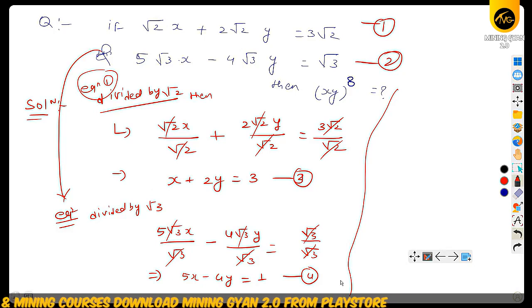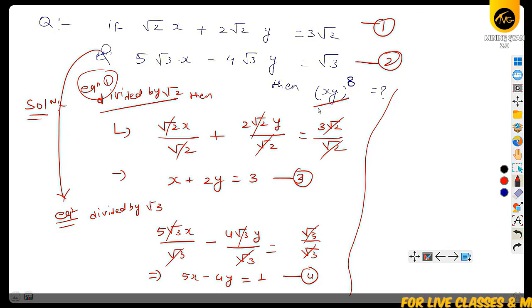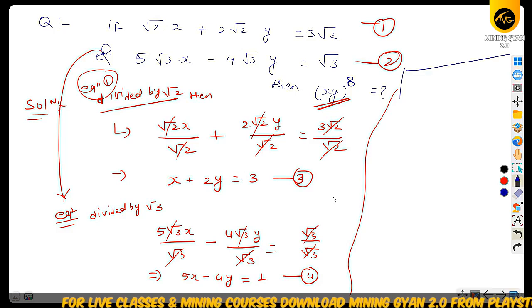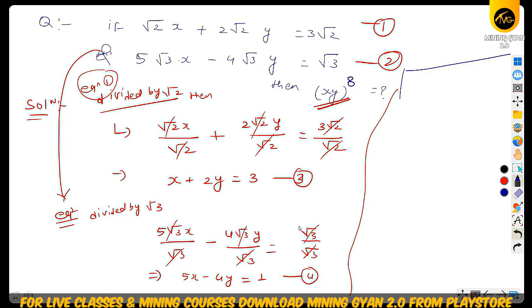Now the next step is just to compare equation number 3 and equation number 4, and we can easily find out the value of x and y, and then put the values of x and y into this x into y whole power 8. So what is the answer, Monica? 1. Just compare equation number 3 and equation number 4 like this. Multiply 2 in equation number 3.